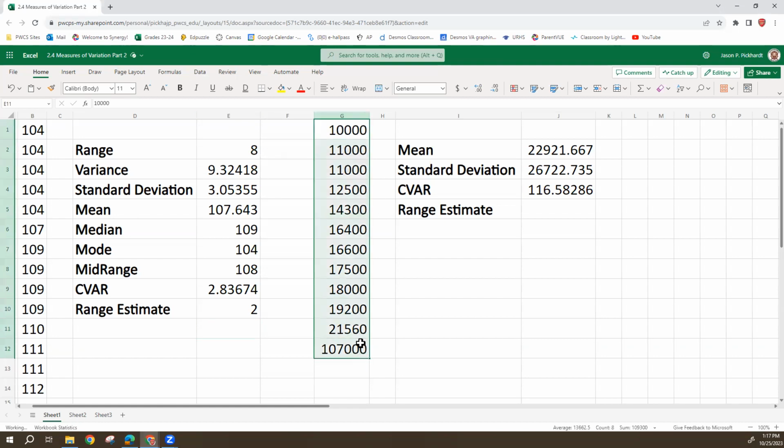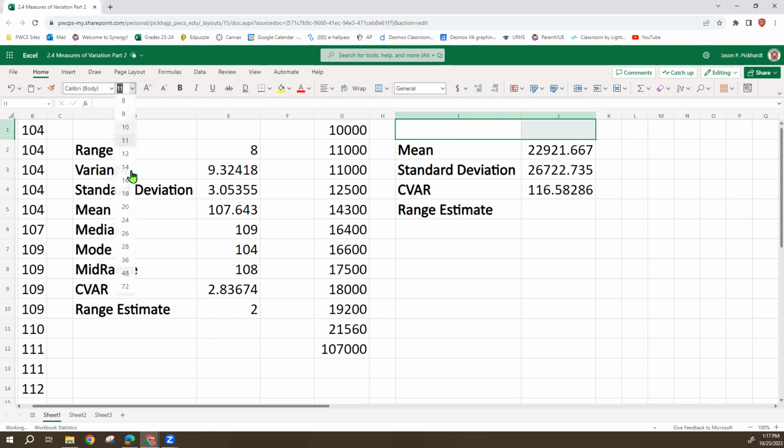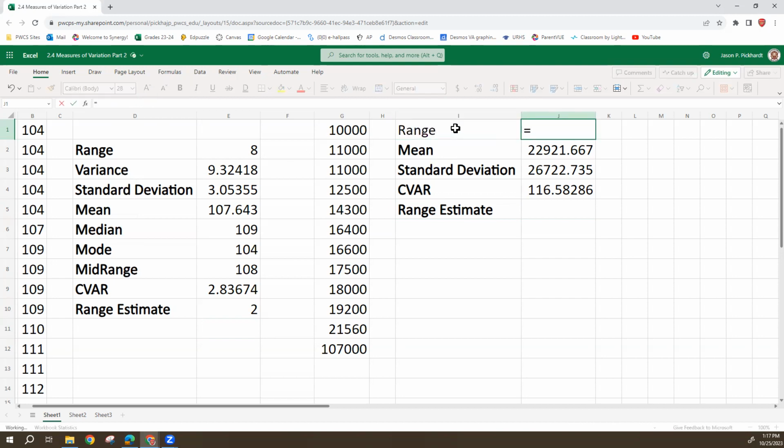I know that this data set over here was not symmetric. We said it was skewed to the right, but let's calculate the range estimate just to see what happens. So we first need to calculate the range. That is our biggest number in G12 minus our smallest number in G1.